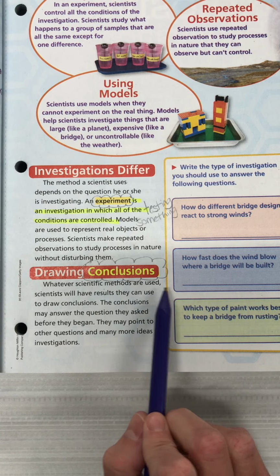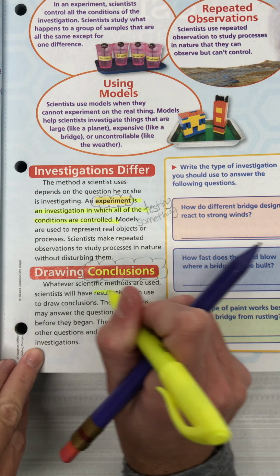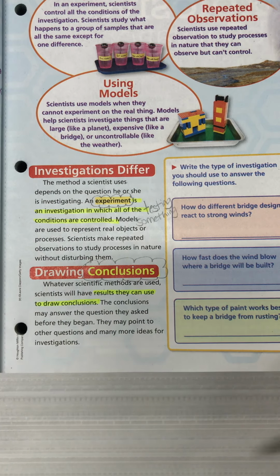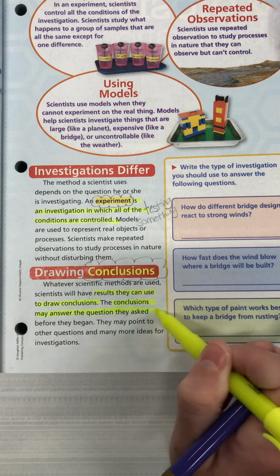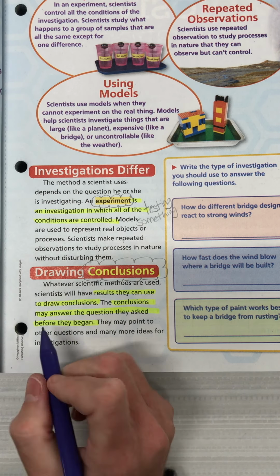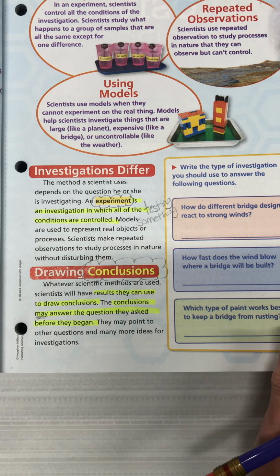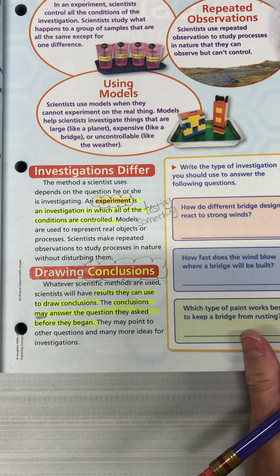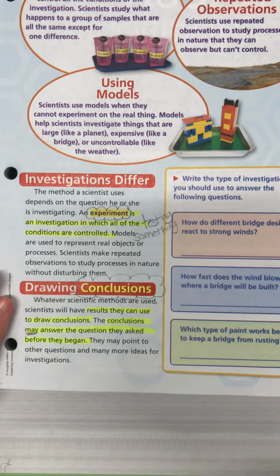Whatever the scientific method is that's being used, scientists will have results that they can use to draw conclusions. Conclusions may answer the question that they asked before they began. Here's your key word: not all answers will be given. So you could use pages 26 and 27 to help you with your flip book.